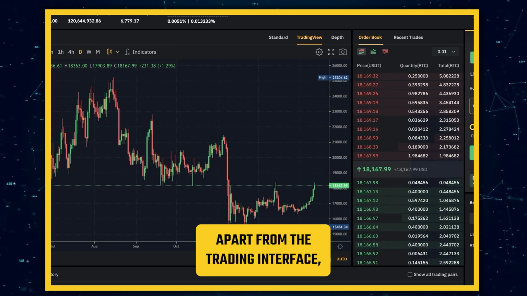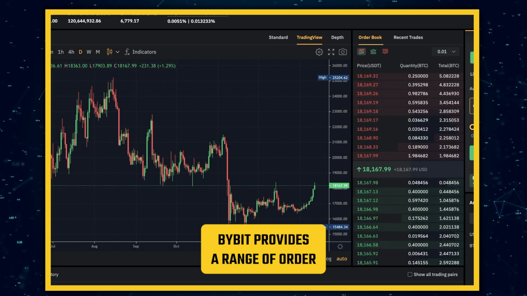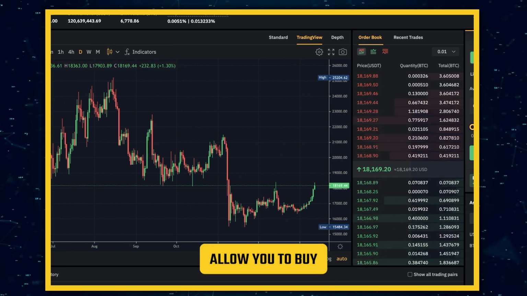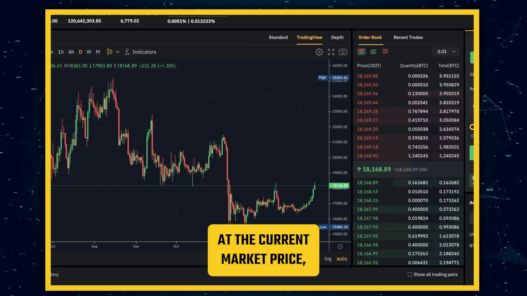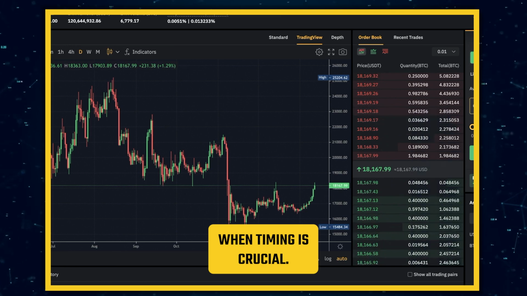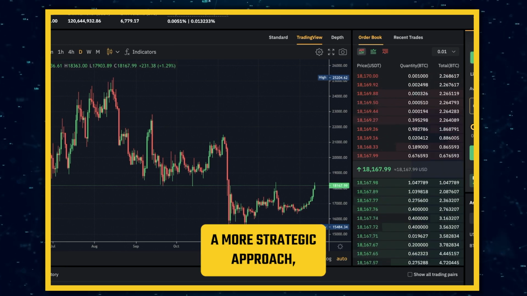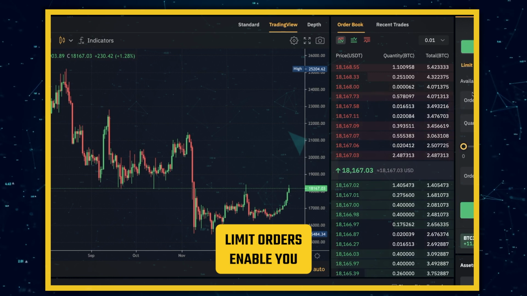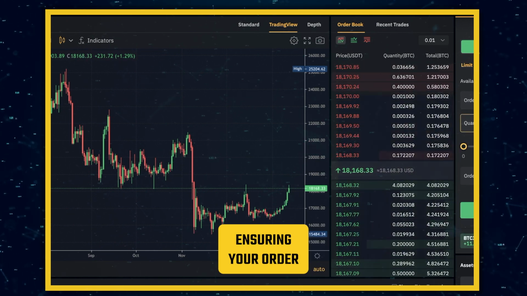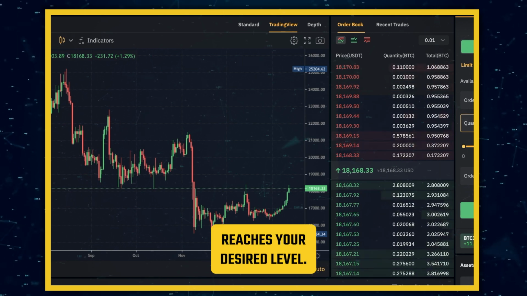Apart from the trading interface, Bybit provides a range of order types that enhance your trading flexibility. Market orders allow you to buy or sell instantly at the current market price, making them perfect for quick entries or exits when timing is crucial. If you prefer a more strategic approach, limit orders enable you to set a specific price at which you want to buy or sell, ensuring your order executes only when the market reaches your desired level.